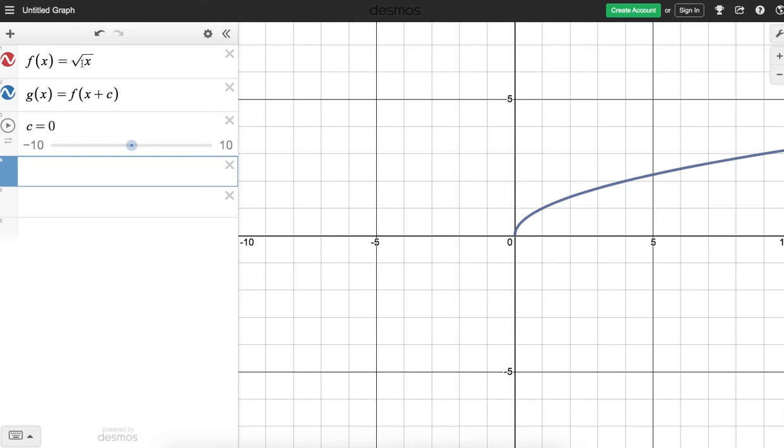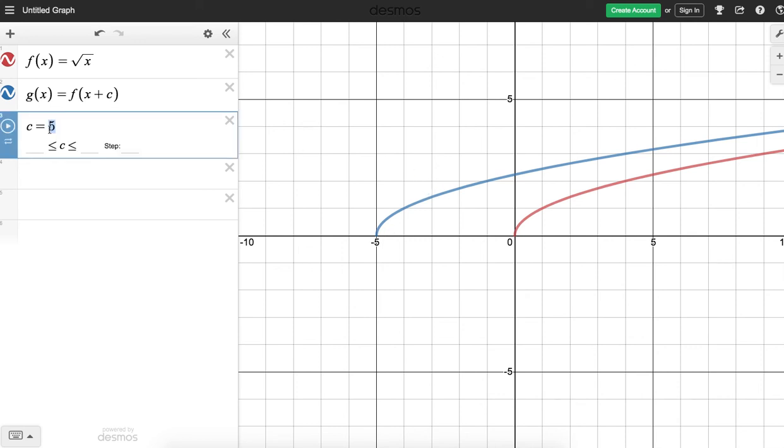This time we would add it inside the square root. So for instance, here we have the square root of x plus 1, where the x plus 1 is inside the square root in blue. And notice as we keep adding bigger and bigger numbers, it pushes the graph further and further to the left. So right now in blue, we have the square root of x plus 5, where the x plus 5 is inside the square root.